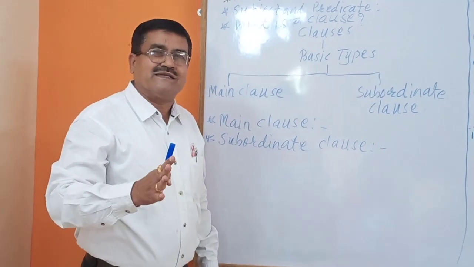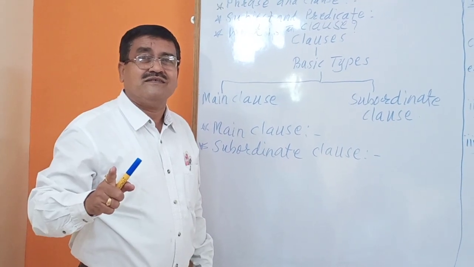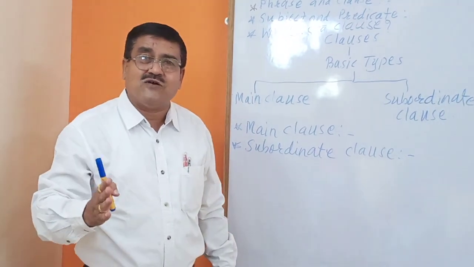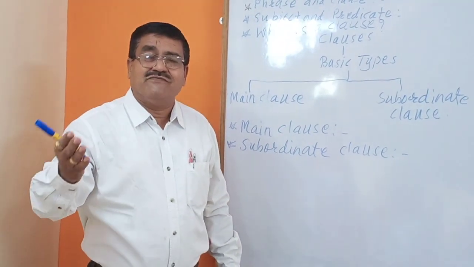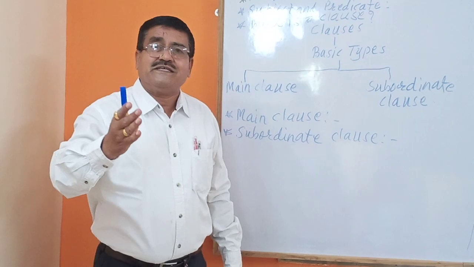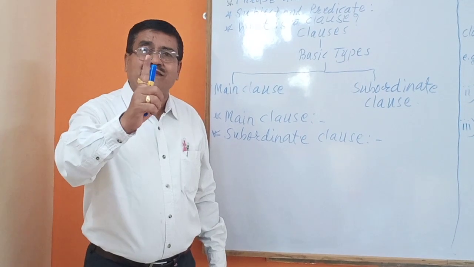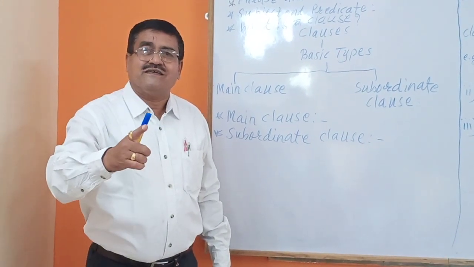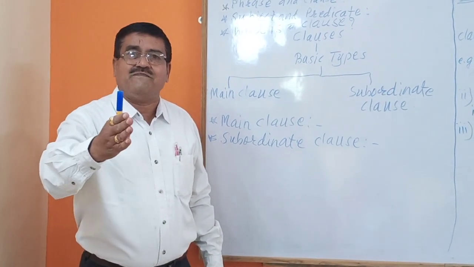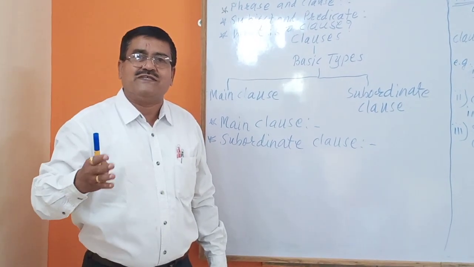clause is the part of a sentence which consists of subject and predicate. Remember, clause is the part of a sentence which consists of a subject and a predicate. Without predicate or without subject, there cannot be a clause. Predicate means it means that there should be a finite verb in the clause, and then it is called a clause. A predicate consists of a finite verb and other information. And a subject is the unit of a clause or sentence about which something is said.